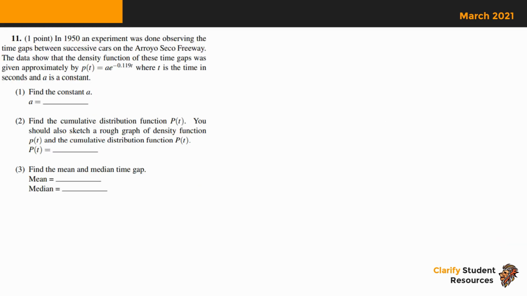All right, so for question 11, it's asking us to find the constant a. This is actually a really good pattern you can notice: when you integrate from 0 to infinity of some constant, let's call it a, e to the negative at dt, this is always going to equal 1, right? And from what we know about a PDF, it should equal 1.